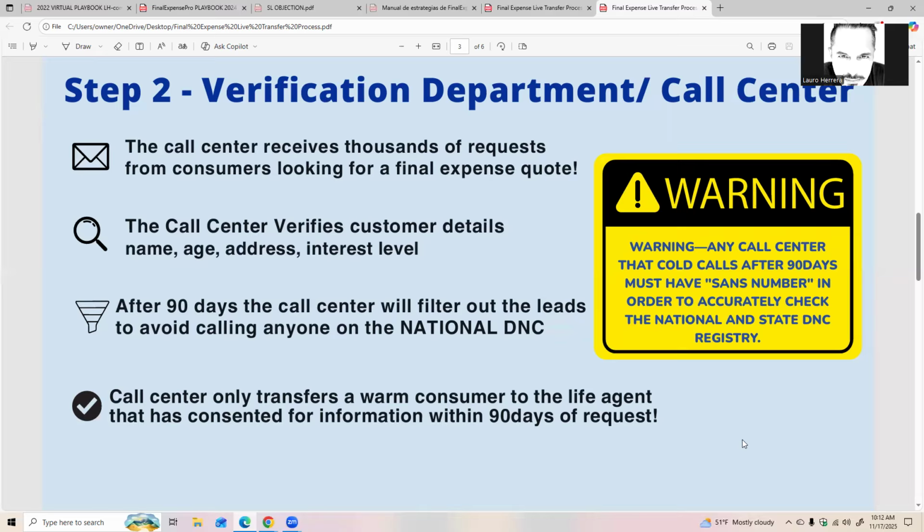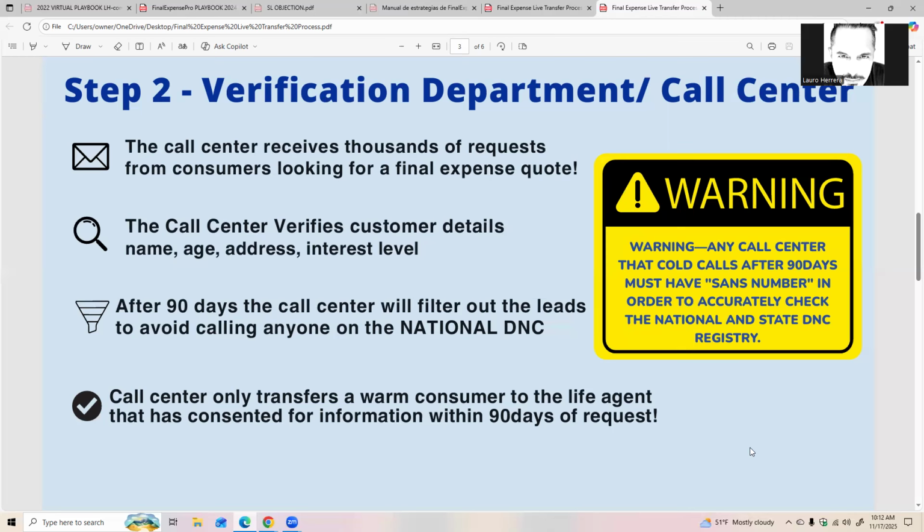Now, what happens after 90 days? A call center that is following all of the rules, their CRM system will automatically filter out every one of those leads that's over 90 days old to avoid calling anyone on the national DNC. Okay, the national DNC.